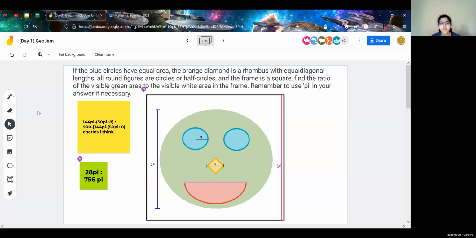And it's not just going to be 28 pi to 756 pi or something like that, because you are subtracting areas from each other. For example, the area of the rhombus is not going to be in terms of pi, and therefore you're going to have at least something in the first part that is not a multiple of pi.